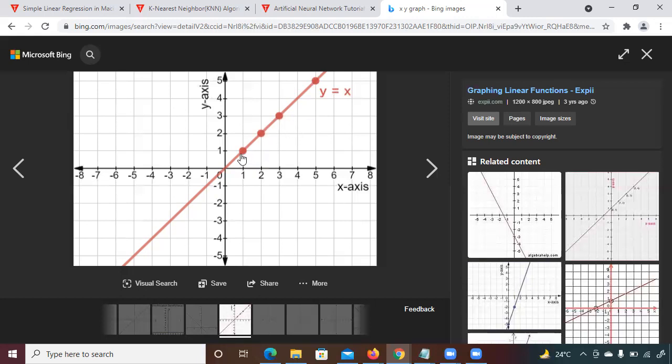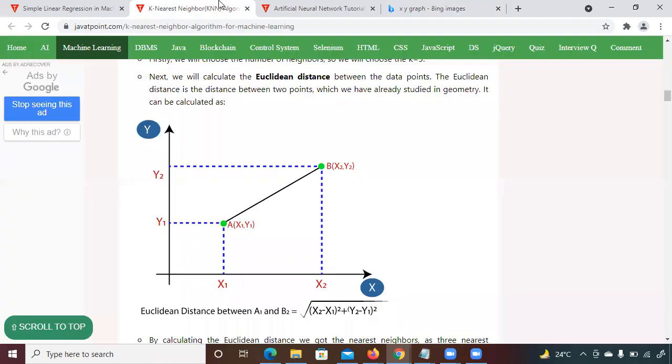Here we have 1, 1 and 2, 2. So 2 minus 1 square, 2 minus 1 square. So it will be 1 square, that is 2. And if you take the square root, the square root of 2 will be 1.41. So nearly the distance is 1, right? Do you understand what I said? See the formula here, x2, x1, y2, y1. So suppose it is 2, 2.